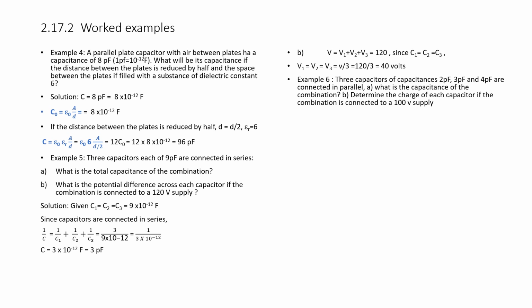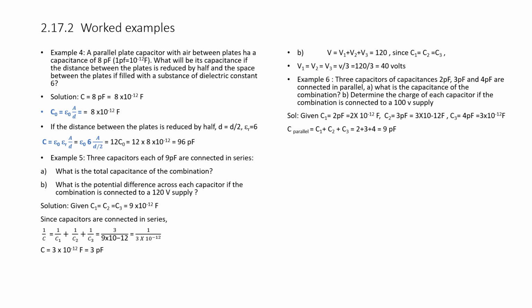We are required to find out what is the capacitance of the combination. Here the combination is parallel. Determine the charge of each capacitor if the combination is connected to a 100 volt supply. So there are two parts. One is we have to find capacitance when they are connected in parallel, and we have to find the charge Q on each capacitor if they are connected to a supply of 100 volts.